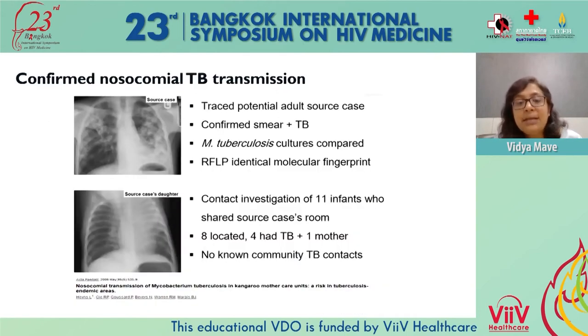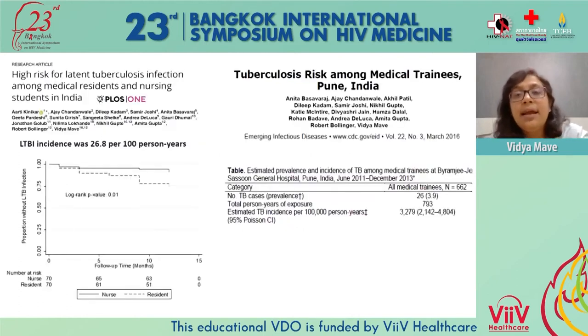So in this, as we know, confirmed nosocomial TB transmission has been known for several years, where this case is a contact investigation of 11 infants, where one mother was positive for TB and spread it to the other mothers as well as other infants while she was breastfeeding. So it is known for several years, and in our own setting, we have published two data.